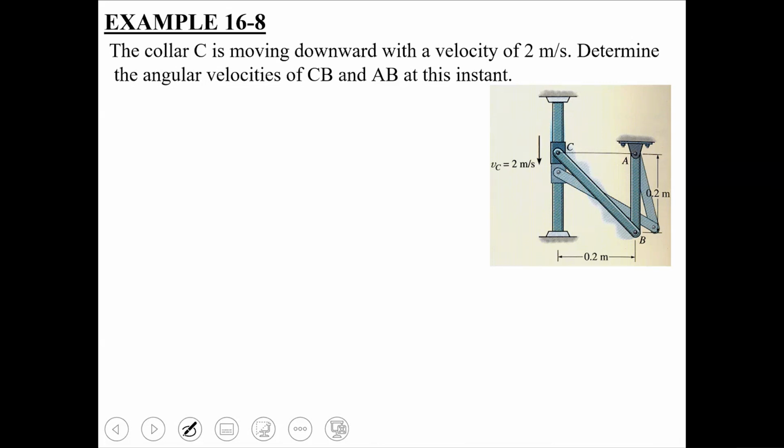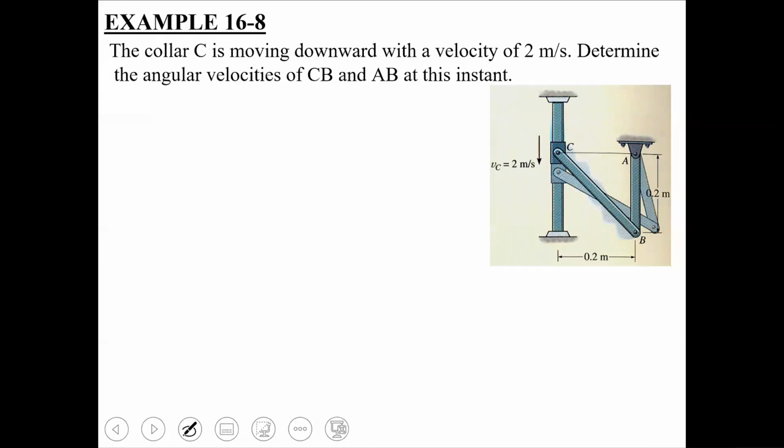The first one is the collar, which is constrained to move on this guide rod along the vertical axis. Then we have two rigid links. One is rigid link AB, which is grounded at point A. Since we have grounded AB, which type of motion is possible in link AB? Rotational motion.